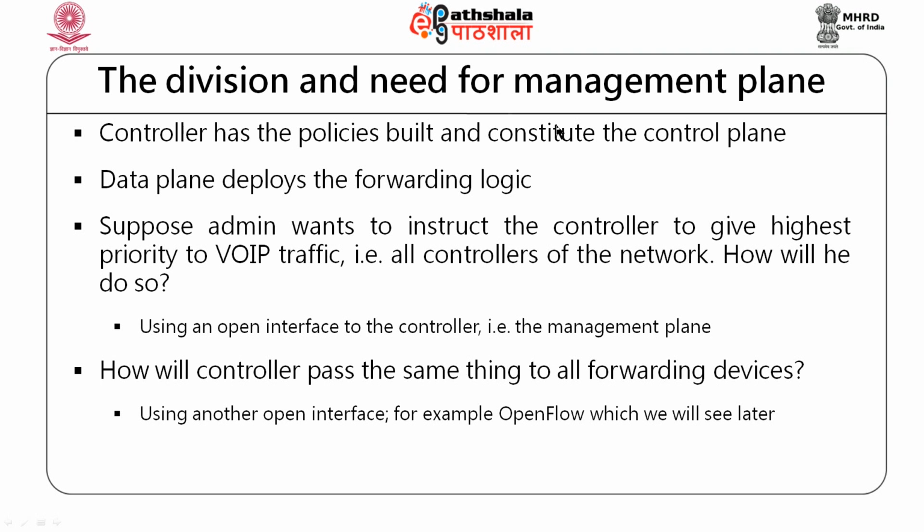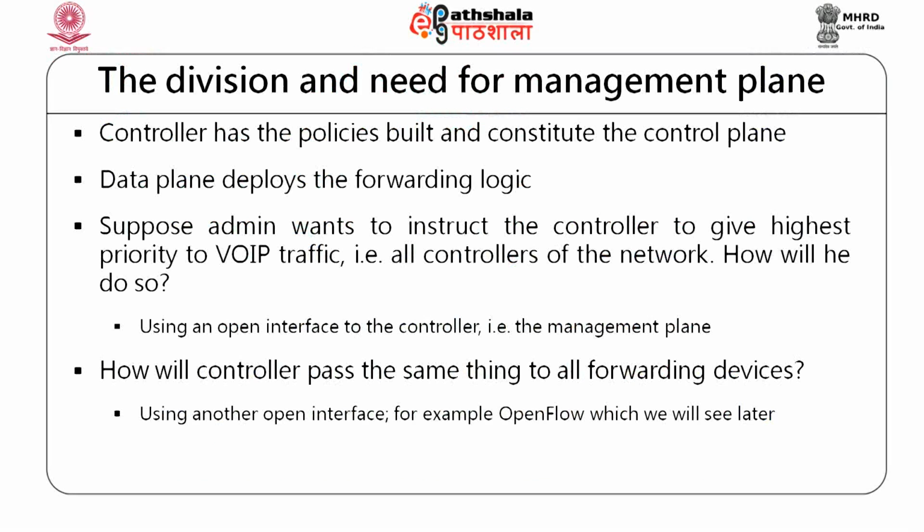So, the controller has the policies built in and constitutes the control plane. The data plane deploys the forwarding logic. Now, here is a question that I would like to ask. Suppose the admin wants to instruct the controller to give highest priority to VoIP calls. So, all controllers of the network should do this. How will the admin do it? The admin does it using a management plane. That is the interface to the controller, please understand this.